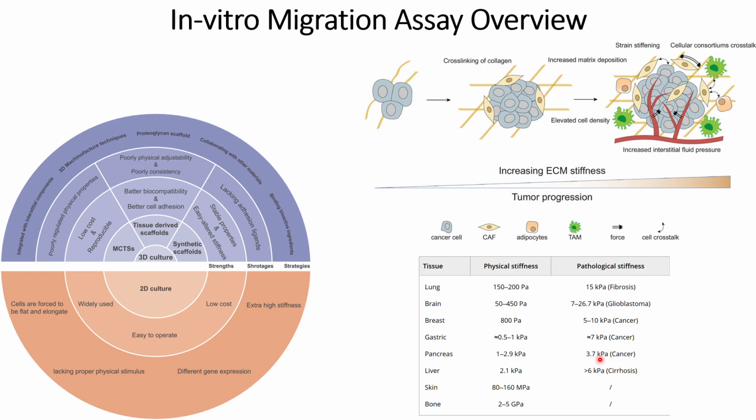So this also shows that with increase in stiffness there is an increase in cancer progression probabilities. I hope you understood the brief overview of in vitro migration assays. If you need to understand more about this topic in detail, you can go through the reference provided in the description. These two figures and one table are from the same review paper. Thank you for your time.